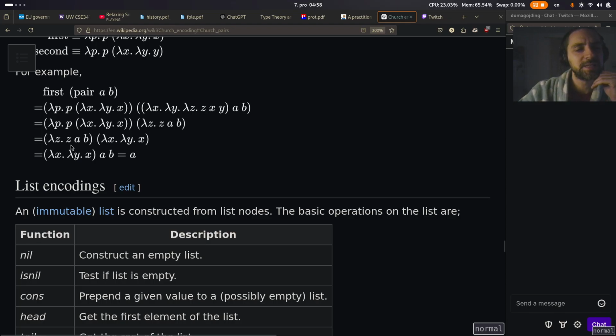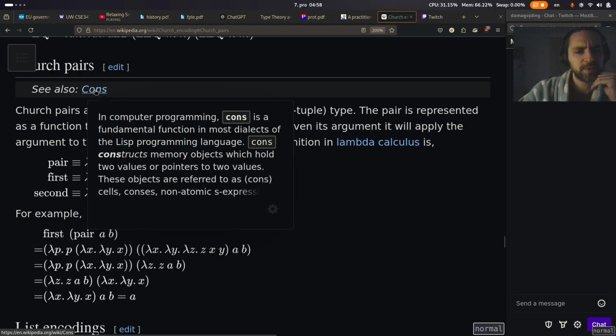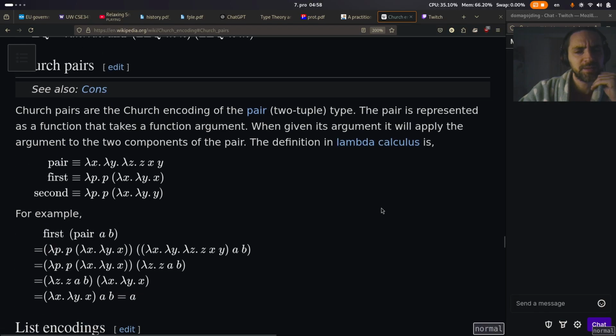Then lambda z, zab, lambda x, and the first. And of course, then the first substitutes the z. And we have the select first AB, and it selects the first. What an amazing thing. I don't know, it was just mind-blowing, this. And it's called a church pair, encoding the pair to tuple type.